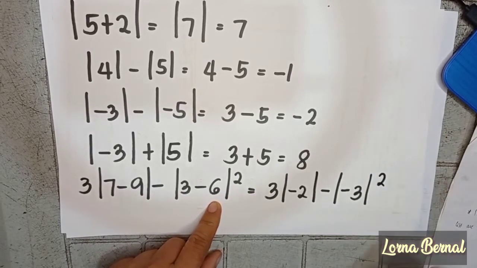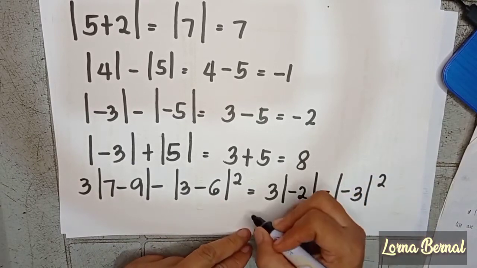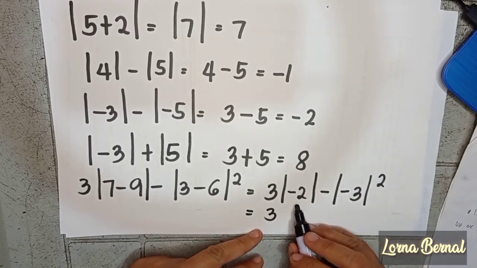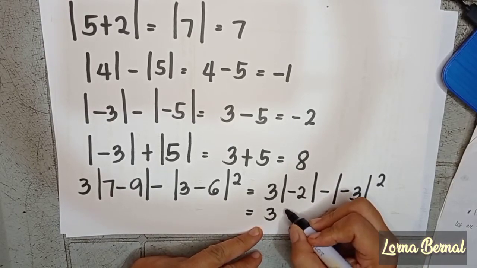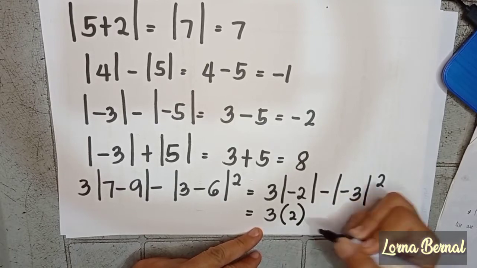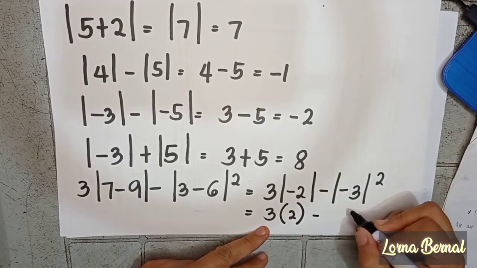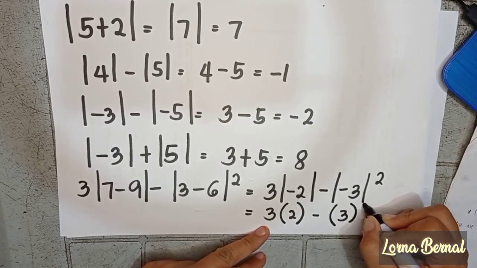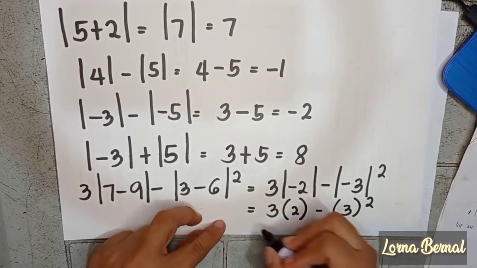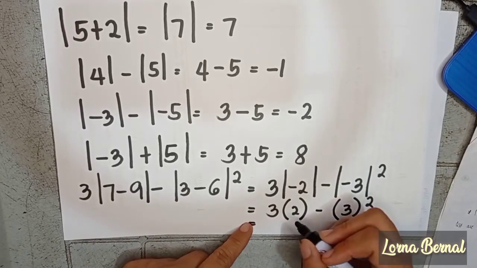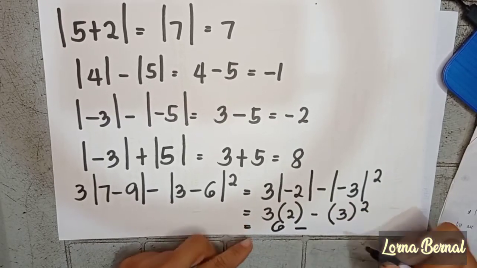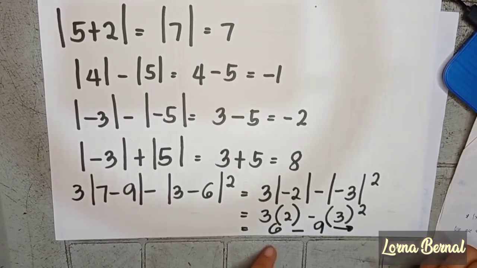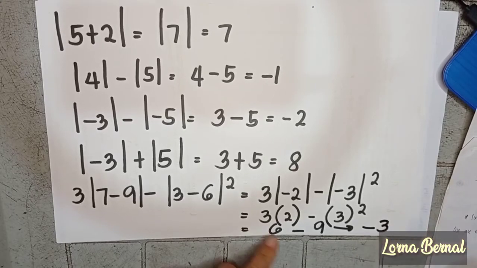And then squared. Okay? So from there, we copy 3 again. The absolute value of negative 2 is positive 2. So that's multiplication. Minus the absolute value of negative 3 is positive 3. And then squared. So for the final answer, we have 3 times 2 is 6. Minus 3 squared is 9. Therefore, the final answer, 6 minus 9 is negative 3.